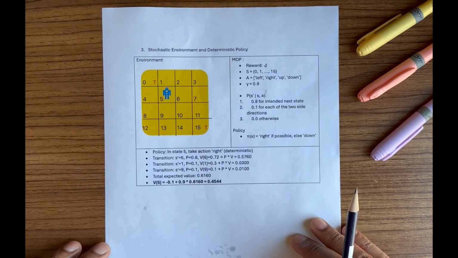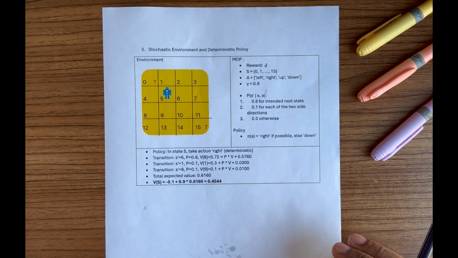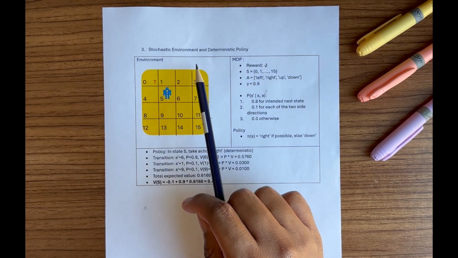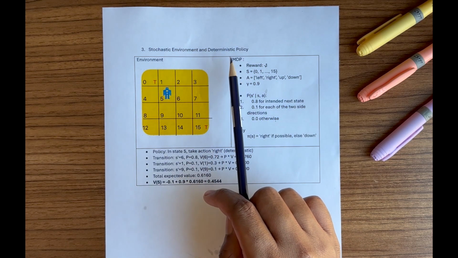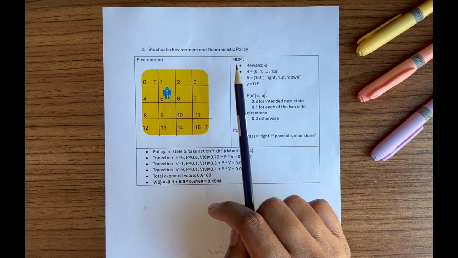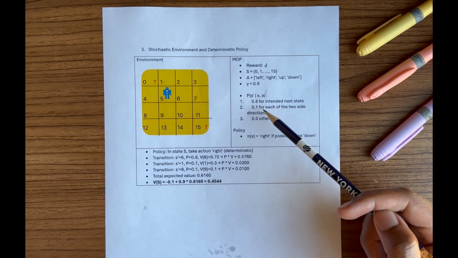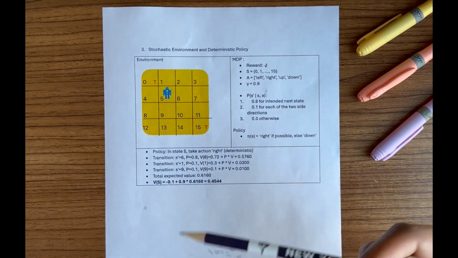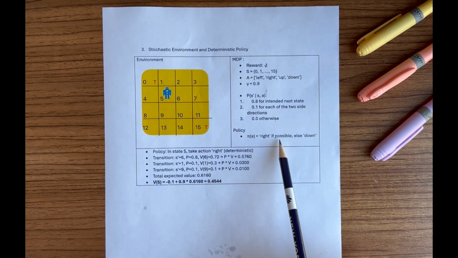All right, let's introduce another scenario. Here we have a stochastic environment and a deterministic policy. Now, the situation flips. The agent always chooses the same action in each state.